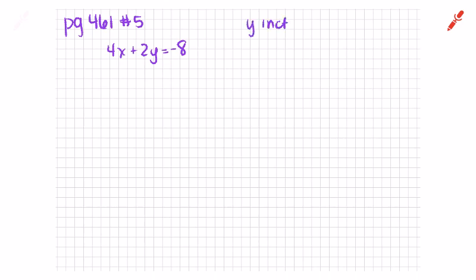So today we're looking at page 461, number 5, from our beginning algebra text. And this question says, when you have the equation 4x plus 2y equals negative 8, then what is the y-intercept? What is the x-intercept? And graph it using those. Okay?